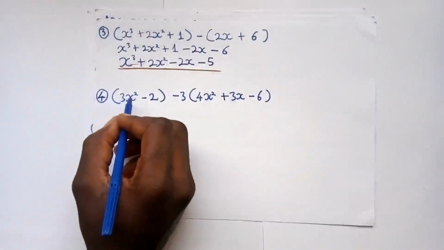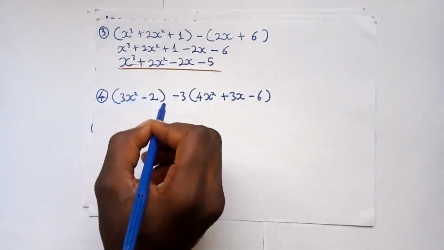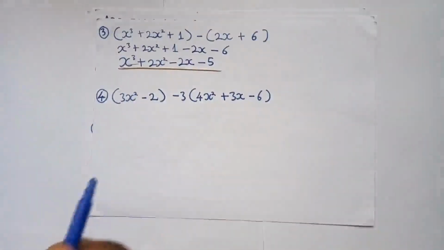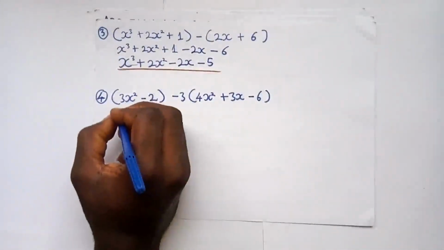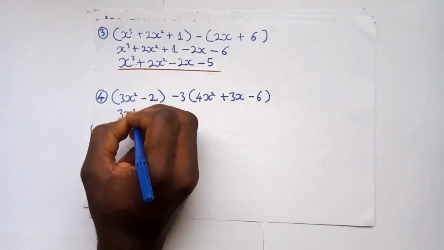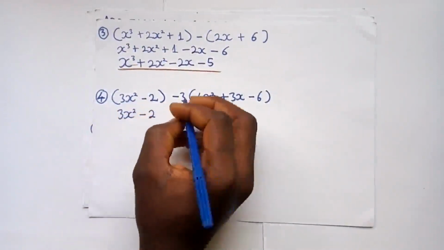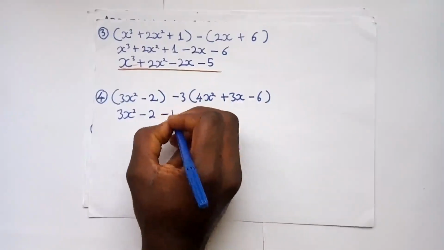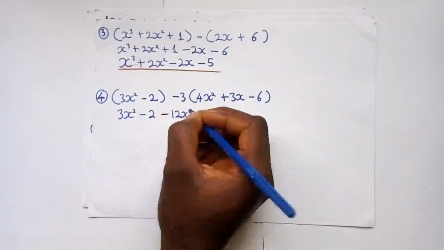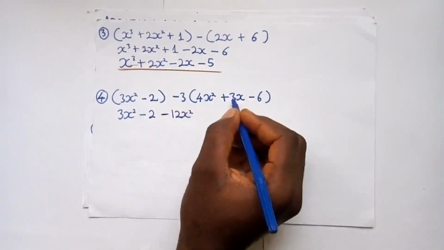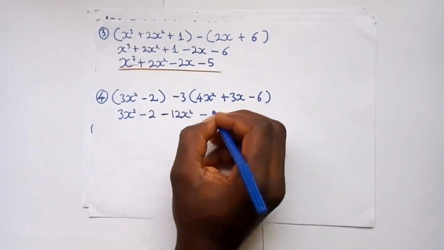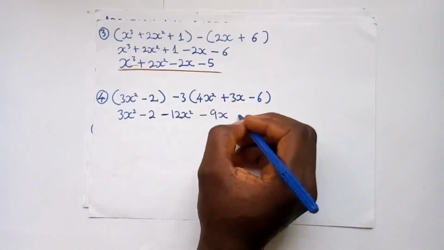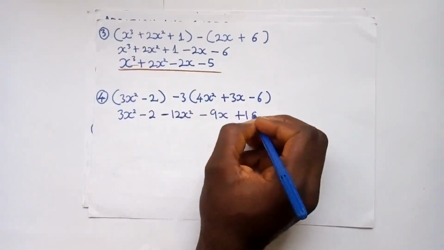Number 4. 3s raised to the power of 2 minus 2 minus 3 multiplied by this. So just open the bracket, the same format. So 3s raised to the power of 2 minus 2 minus 3 multiplied by 4s squared gives us minus 12s squared. Minus 3 multiplied by plus 3s gives us minus 9s. And minus 3 multiplied by minus 6 gives us positive 18.